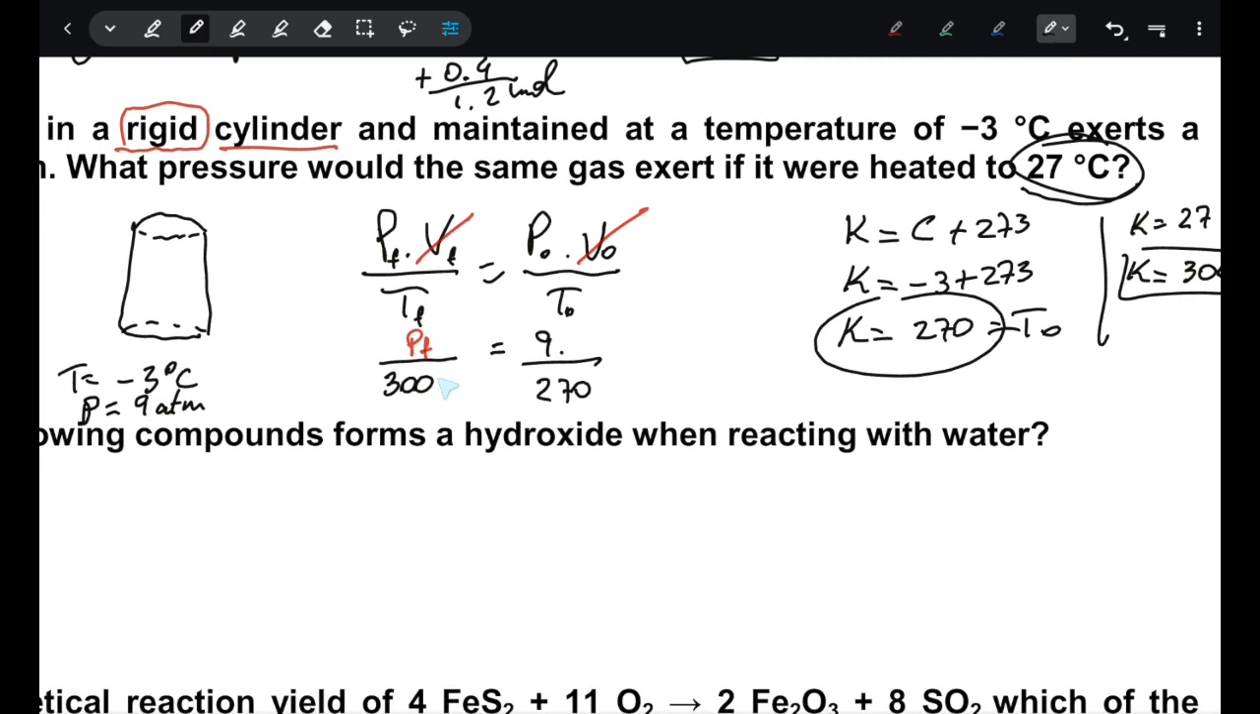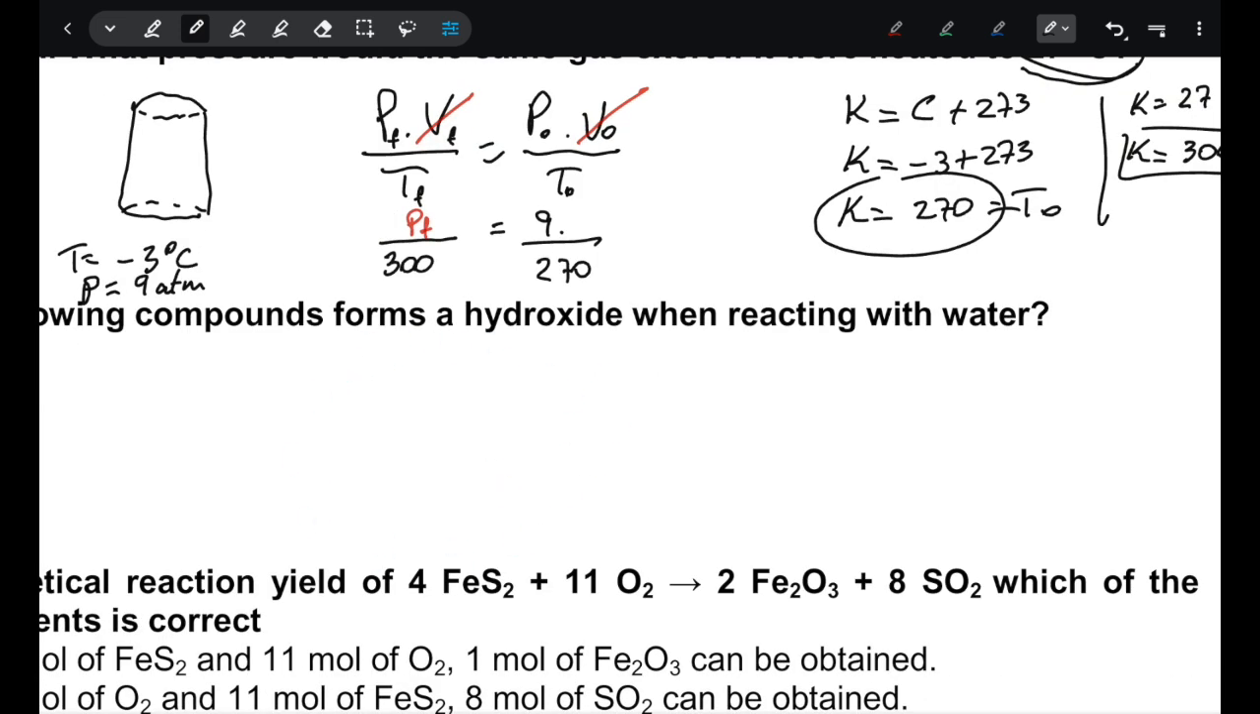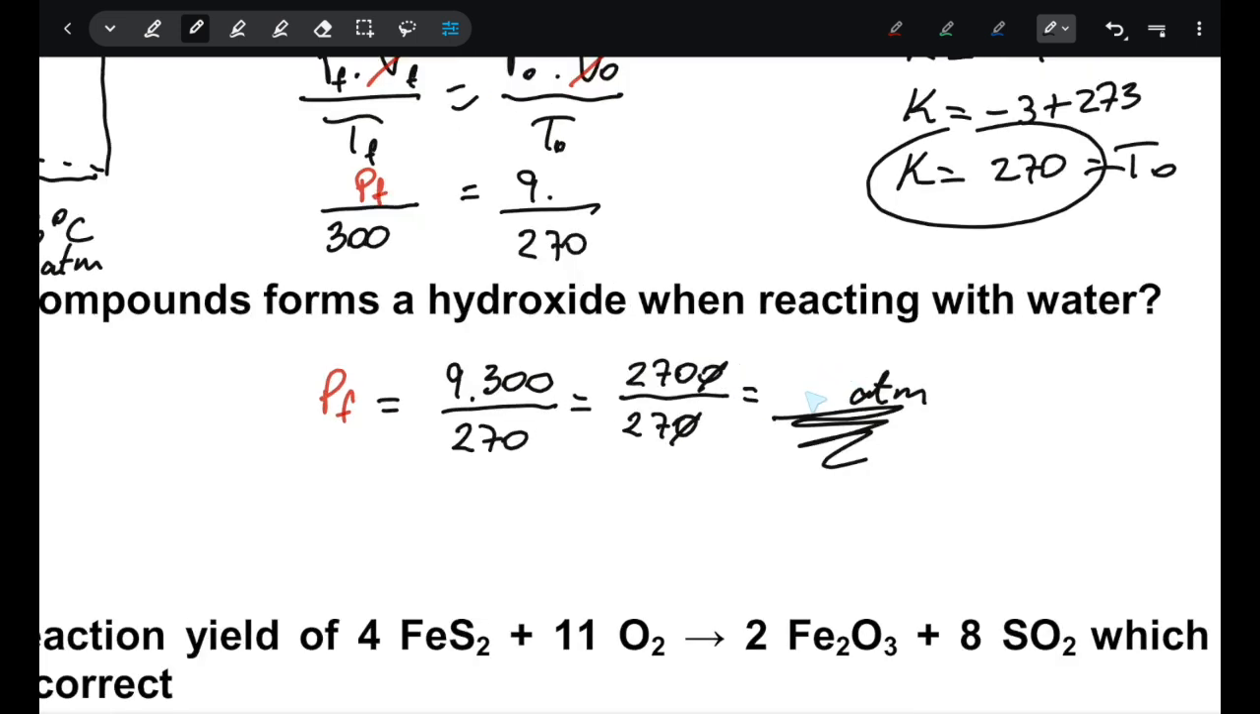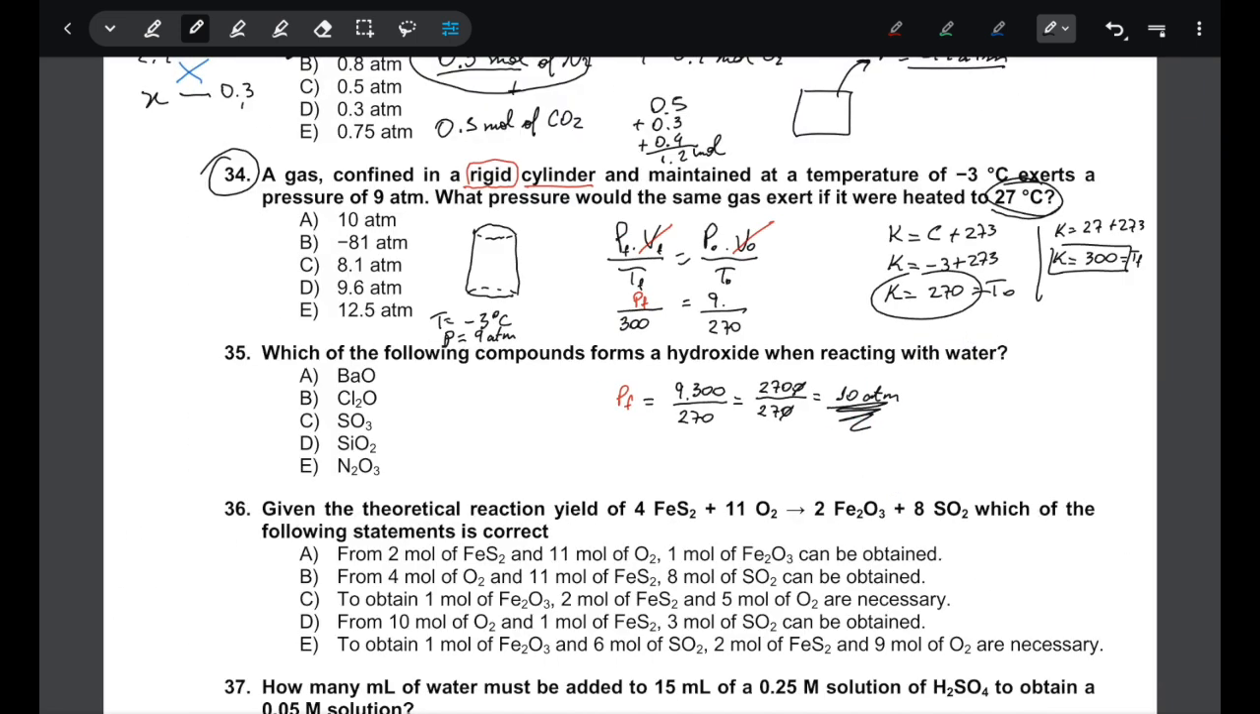Again, we're going to pass this 300 to the other side of the equation, and I'm going to use this space down here, and this is going to be the final pressure. This is going to be equal to 9 times 300 divided by 270. This is going to be 2700 divided by 270. We can cut a 0 both above and below, and then divide by 27. This is going to be 10 atm. So this is going to be our final pressure.